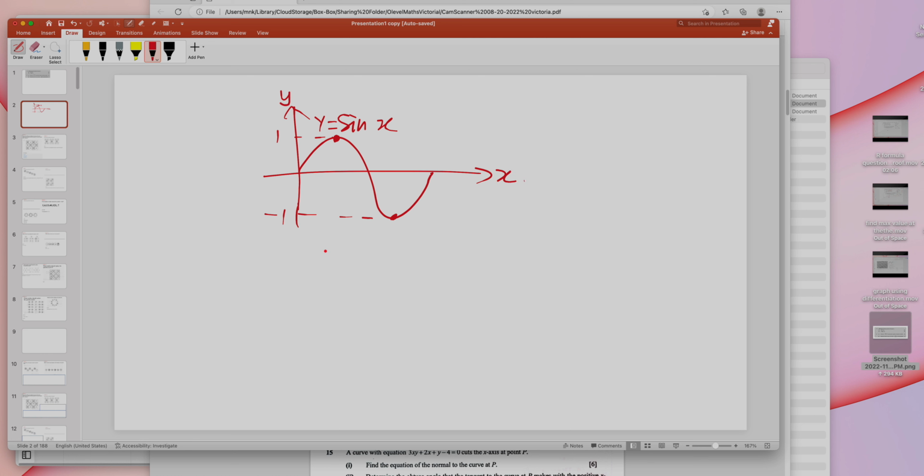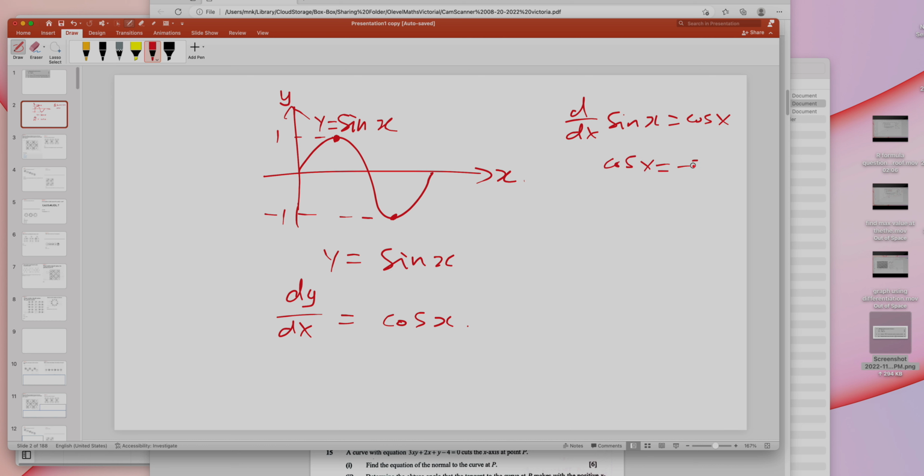So y equals sine x, you differentiate dy/dx, you will get, these are special differentiation functions, so you get cosine x. I remember I asked you to memorize this. Differentiate sine x, you get cosine x. You differentiate cosine x, you get negative sine x. You differentiate tangent, I think you get secant squared x. And then you differentiate e^x, you get e^x. Ln x, you get 1 over x. So you have to memorize all this. Okay, so I differentiate this, I get this, right? Make sense? Okay, good.